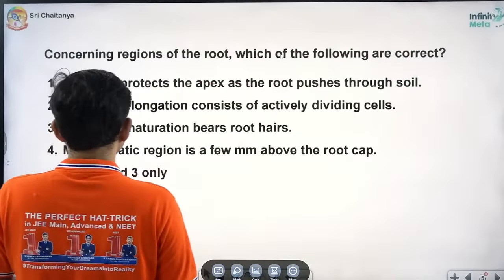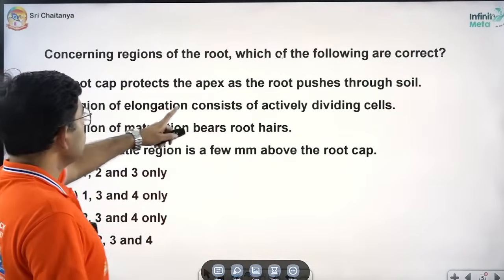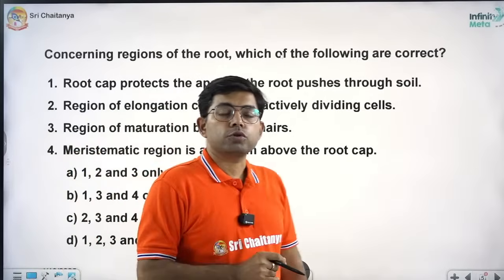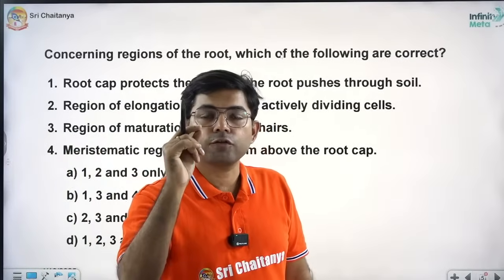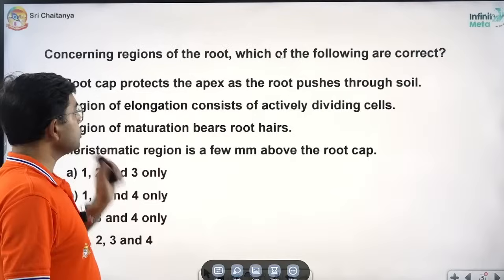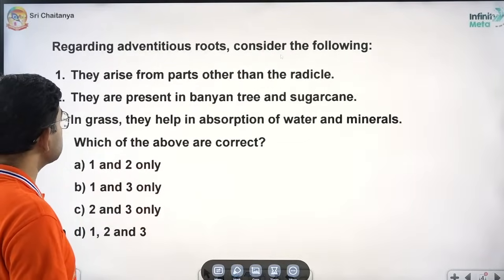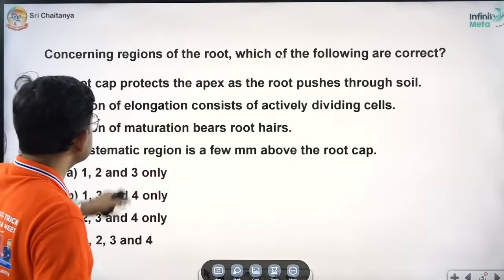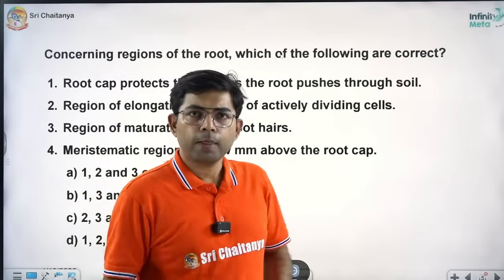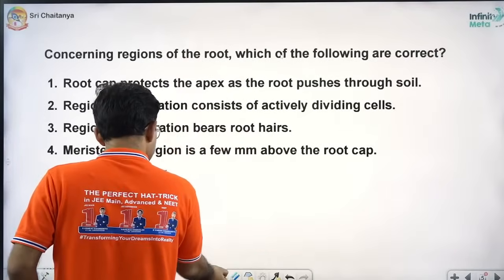Regarding the regions of the root, which of the following are correct? Now, there are regions of the root: region of meristem, region of elongation and region of maturation. Based on the regions of the root, it asks these questions. First, root cap protects the apex as the root pushes through the soil. So this is correct. Root cap protects the root as it pushes inside the soil.